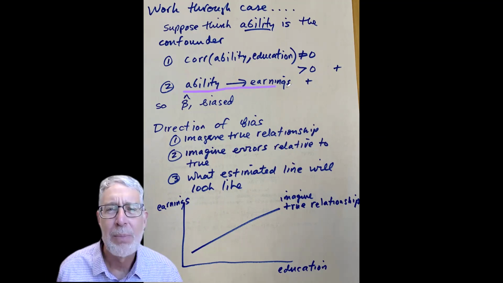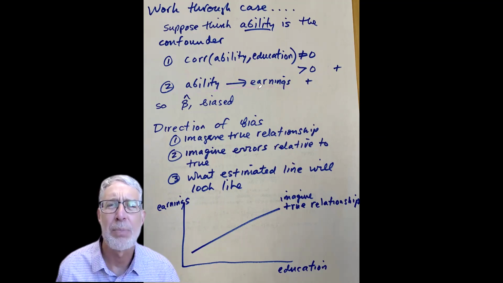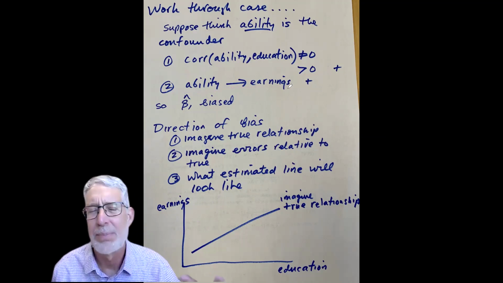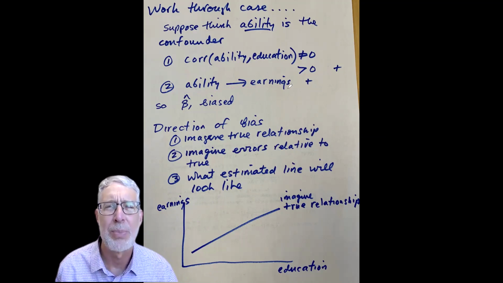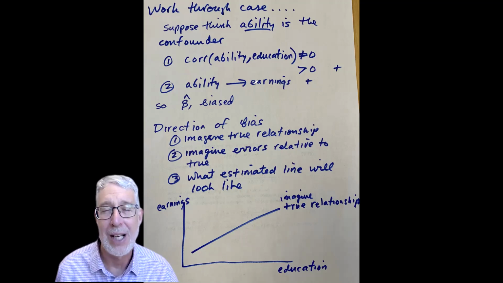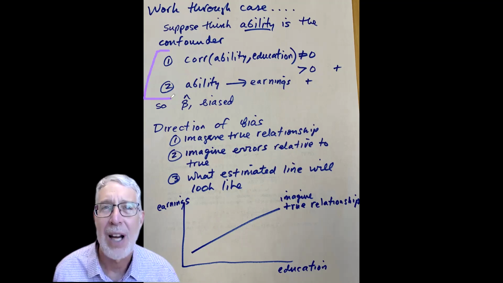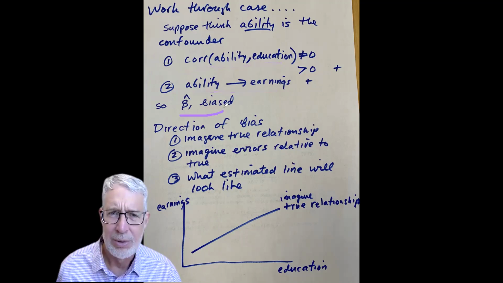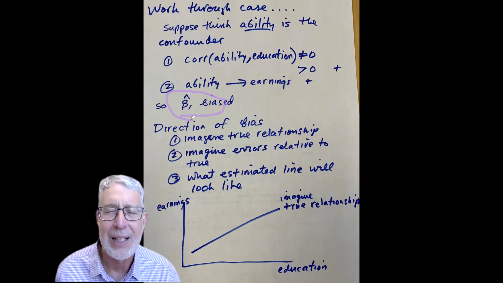It's also pretty reasonable to think that this underlying attribute of people, ability, is positively affecting earnings. When you start working, your bosses recognize you as being pretty able, and so you get promoted and you get a raise. They want to retain you, right? So there's a 2-part test, and this confounder satisfies the 2-part test. The correlation between ability and education is likely to be positive, and ability likely affects earnings. So we can conclude that beta 1 hat would be biased.